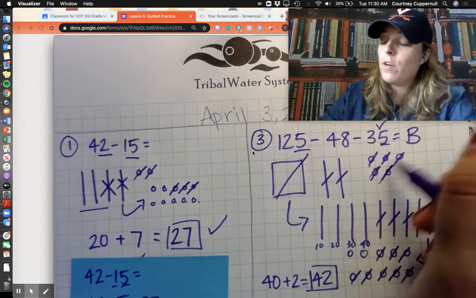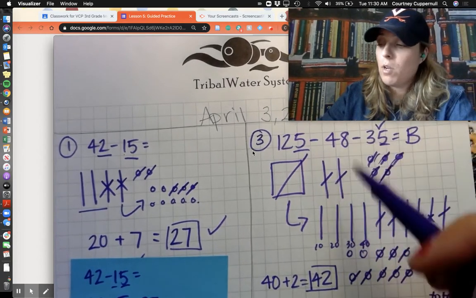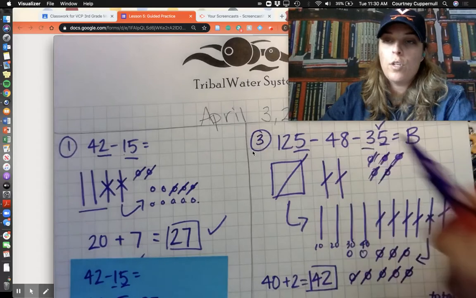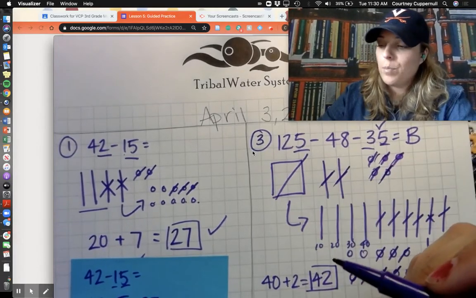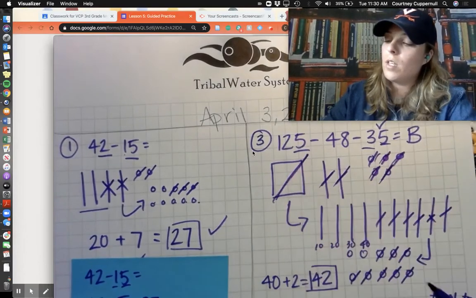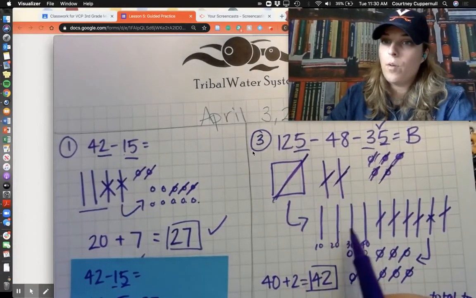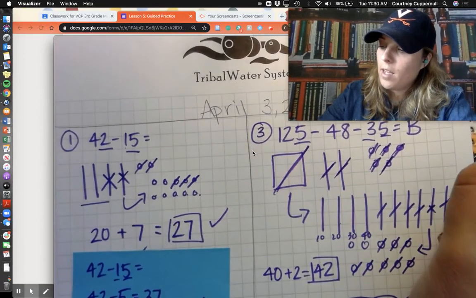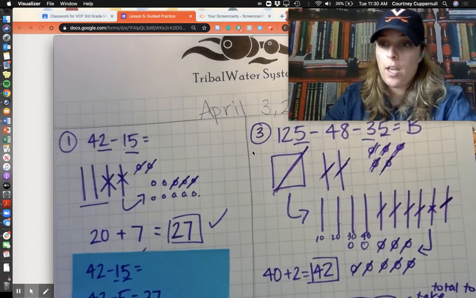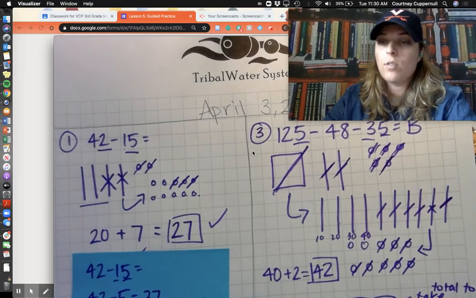Then I came over and I tried to take away my 3 tens, right? There's a 3 in the tens place of the 35. So I went boop, boop. I don't have enough tens to take away. So I was like, I can just break apart this 100 into the 10 sticks that are in 100. So I came over here and I took away my third 10 stick. So I took away my 30.